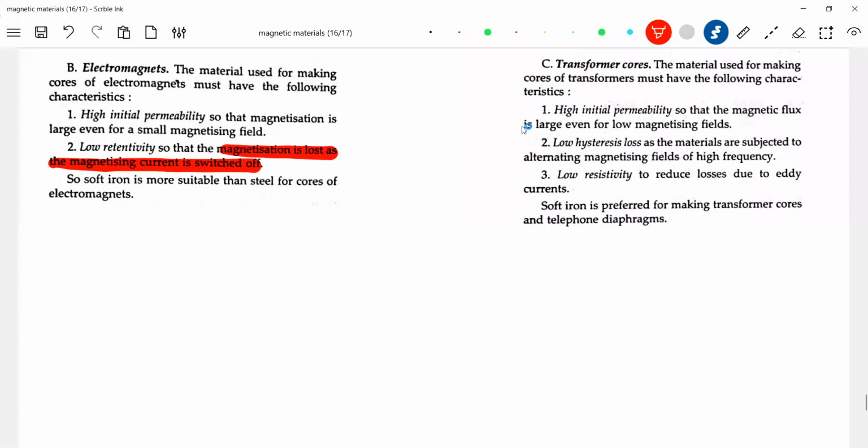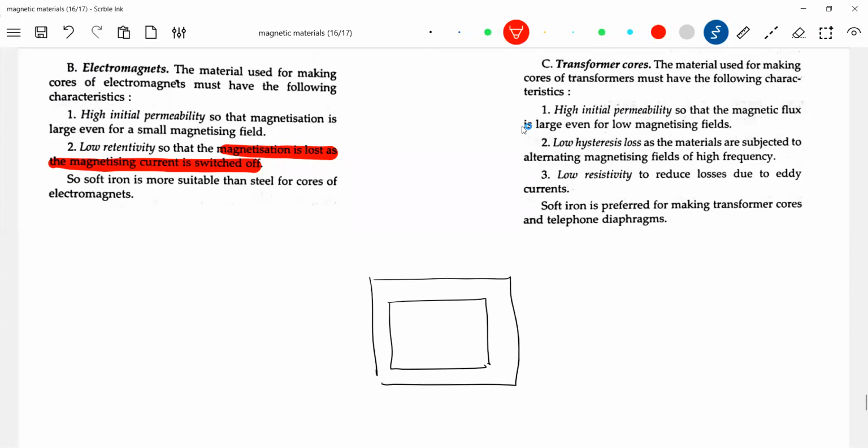Now, transformer cores. I think we already discussed the transformer core. Can you remember? I'll take you to the diagram. These are all theoretical, so please just read and come to a conclusion; you'll be on the safer side. Nothing big. Can you remember, this is the primary, this is the secondary, and this is the core. And it was laminated.